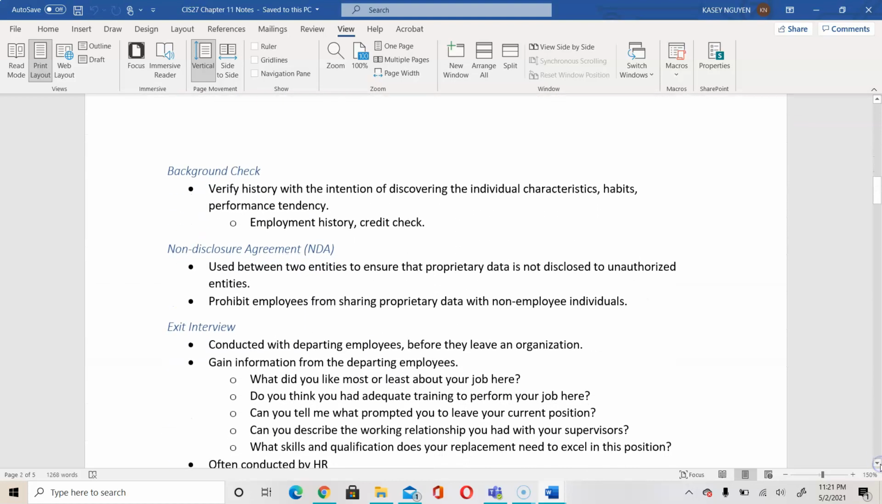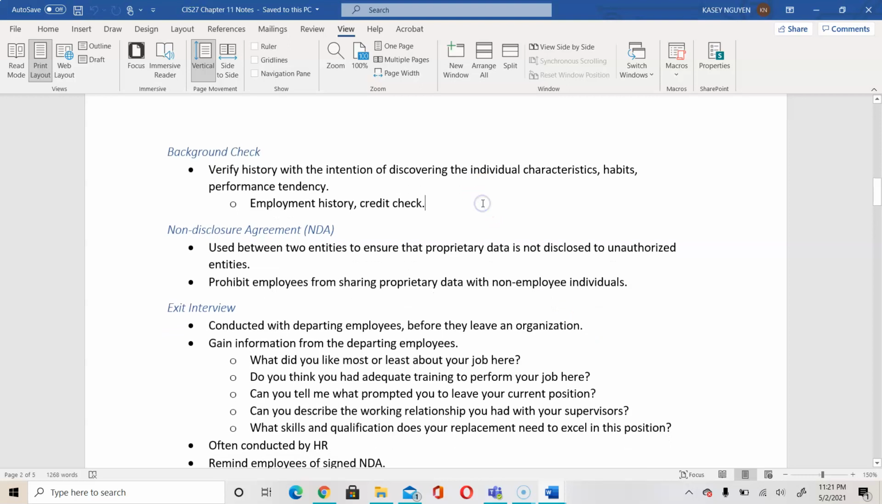On the next page, page 2 talks about background check. And background check is very important. In California, we would apply a 7 year background check. Anything beyond 7 years might not be applied to the current position, as there's a legal requirement with that. So background check allows us to verify the history with the intention of discovering the individual's characteristics, habits, and performance tendency. And background check would include employment history, credit check, and in some cases, they would require criminal background.